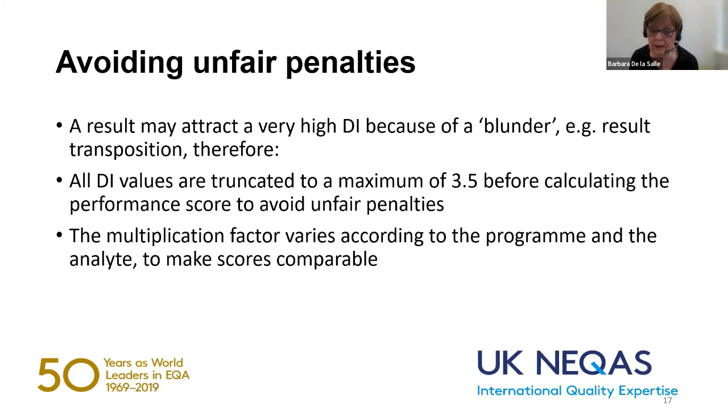I will also say here that the multiplication factor is 6 for full blood count, it's 6 for all of our automated programs. However, it does vary according to the program and the analyte to make the scores comparable. So for example, for the hemoglobin A2, the multiplication factor is 9, because that scaled it so that we actually are picking up the people who are making clinically significant errors.